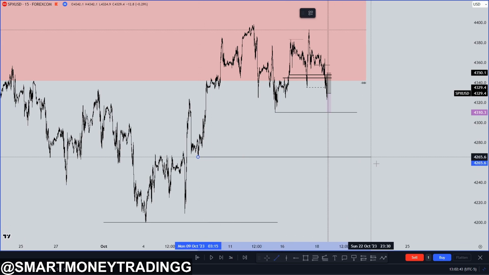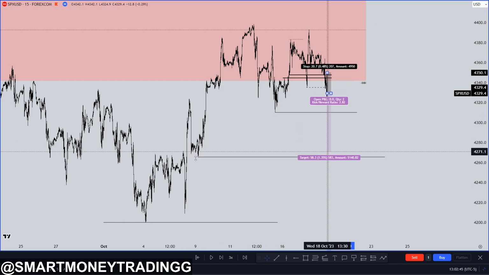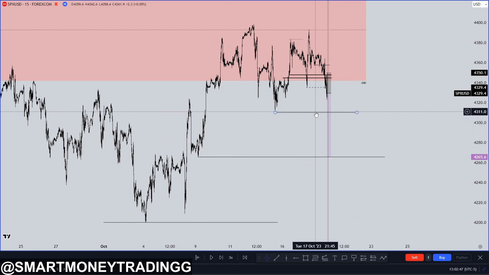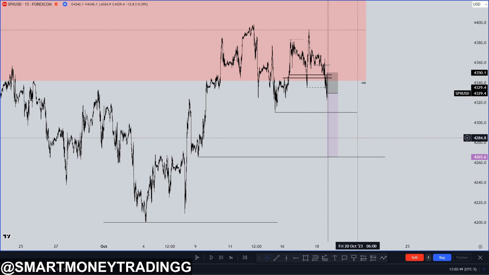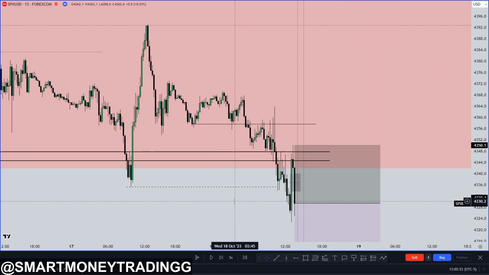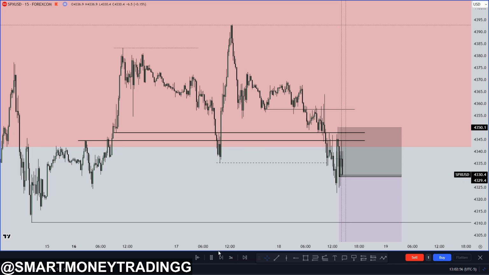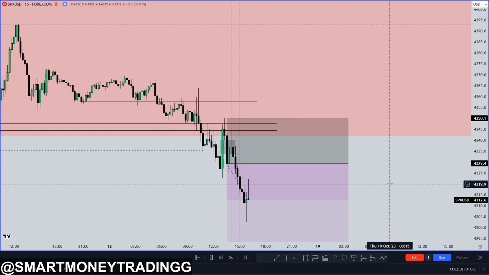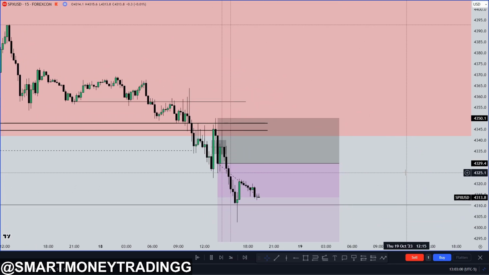And then eventually we have here pretty much another draw on liquidity. So that would probably be my first take profit here. Move my stop loss. And then eventually this would be my final target. And now we're just going to see how it forms. Boom, boom, boom. And you can see we're just dropping. First take profit hit. And then eventually I would have trailed my stop loss.